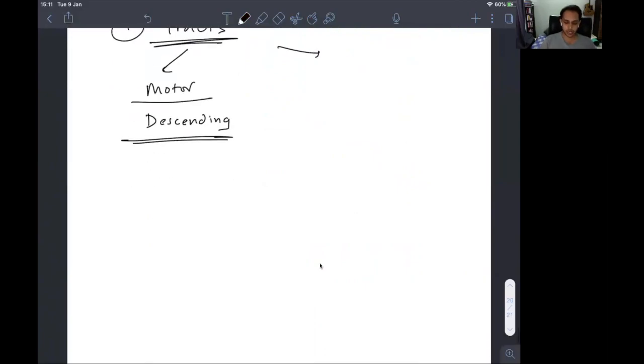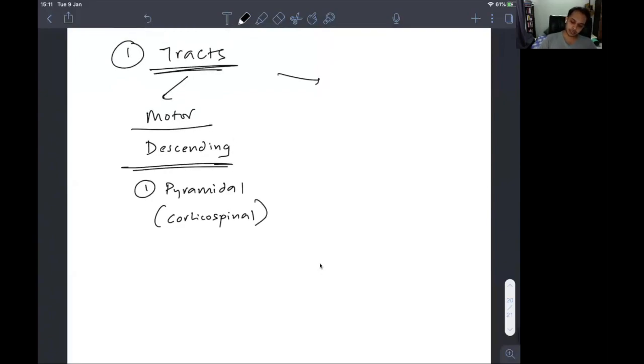And today, the main descending tract that we will discuss is the pyramidal one. There are also extrapyramidal tracts, but today we are not going to discuss that in too much detail. We'll discuss the pyramidal tract, which is also known as the corticospinal.